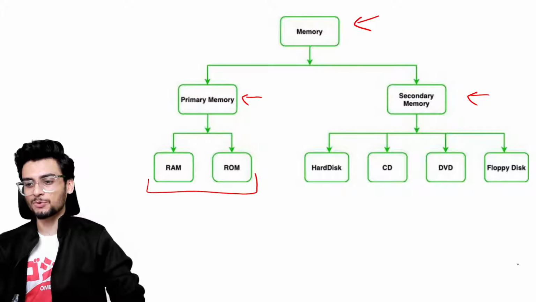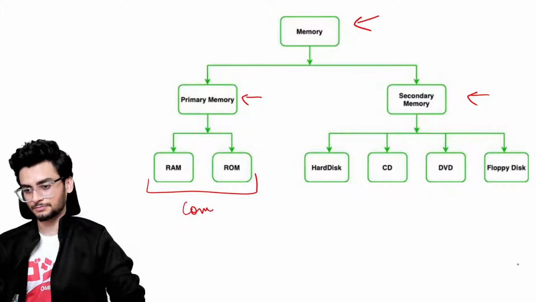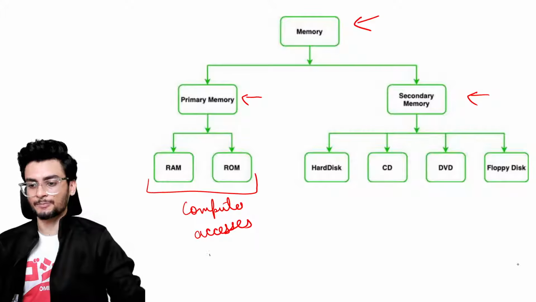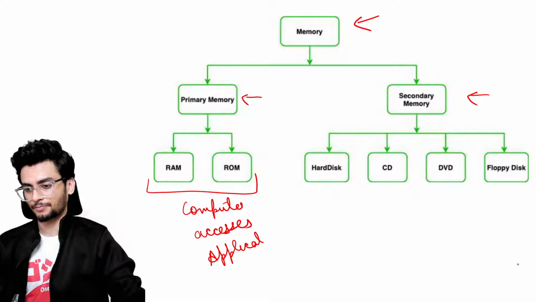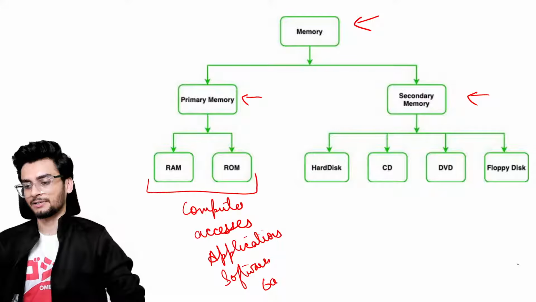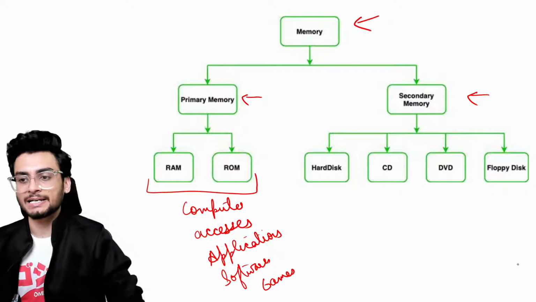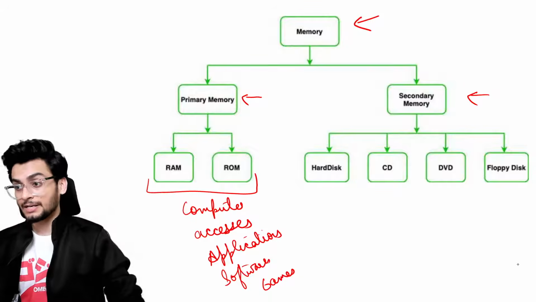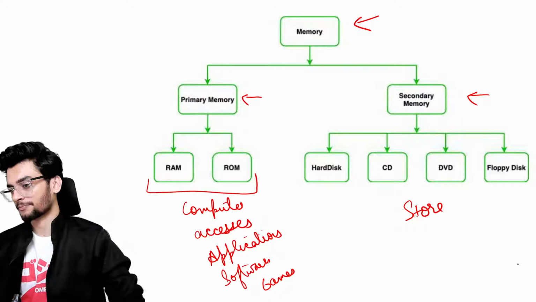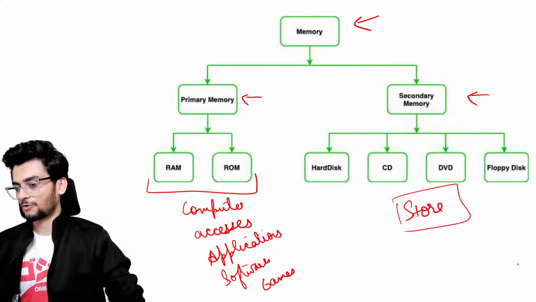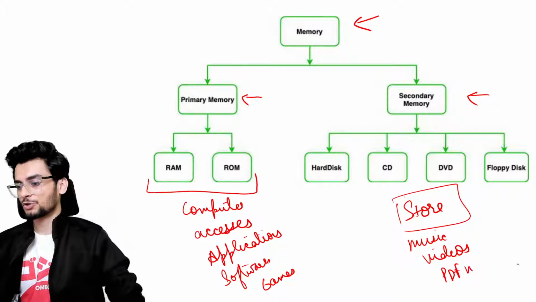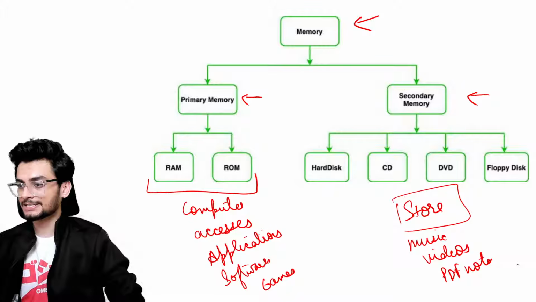So primary memory में हम लोगों ने देखा कि आपका कंप्यूटर एक्सेस जब कोई करता है, probably applications, आपके सॉफ्टवेयर्स, आपकी जो गेम्स हैं, कंप्यूटर को वो सब चीज़ें चलाने के लिए प्राइमरी मेमोरी की ज़रूरत है. बट जहाँ पर ये सब चीज़ स्टोर होती है, for example if you are storing music, if you're storing videos, if you're storing your PDF notes, so all these are stored inside the secondary memory.